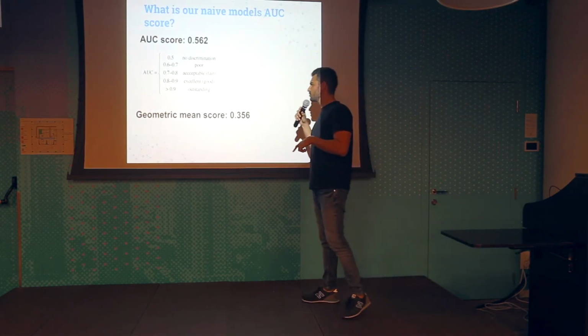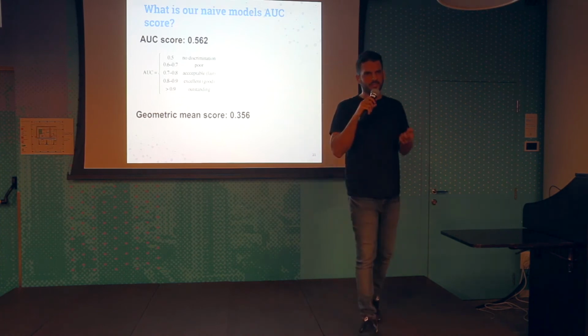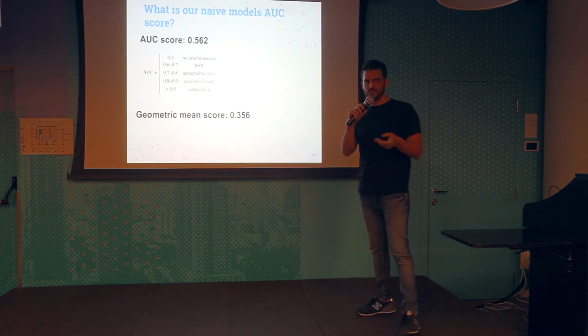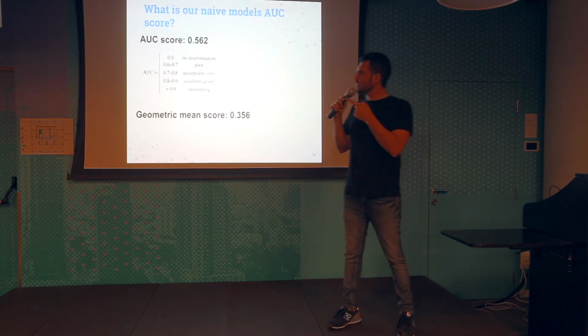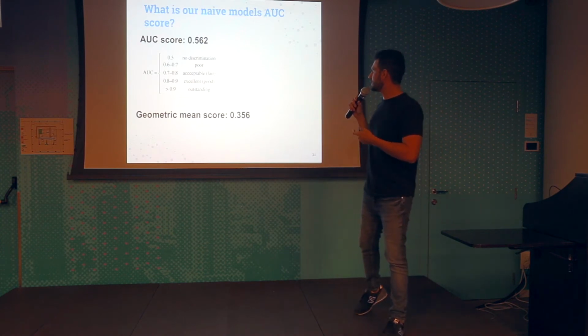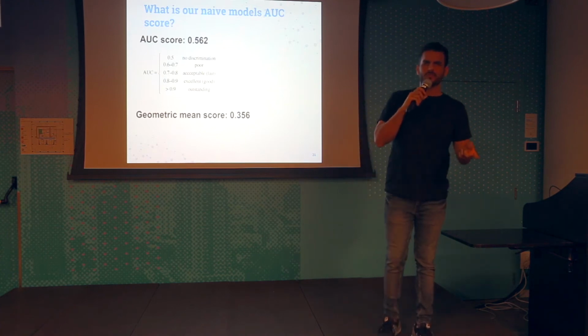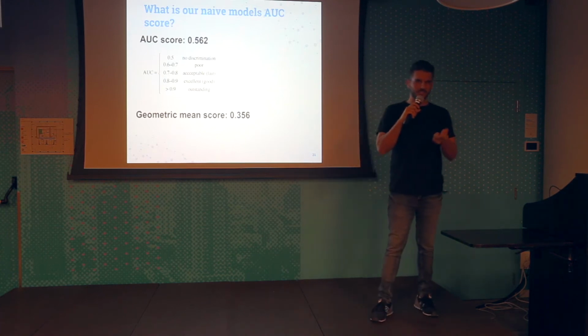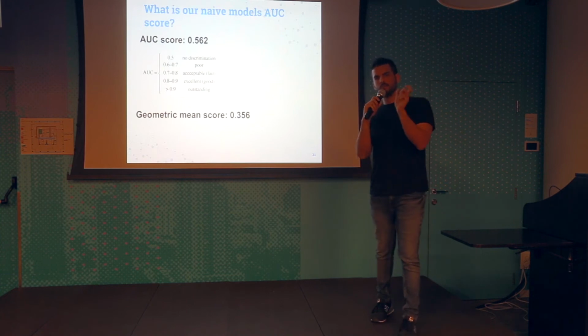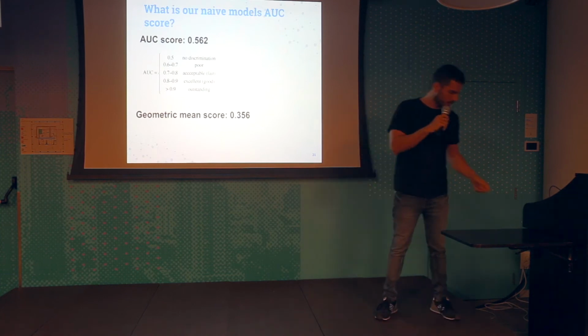Let's talk about the scores from our naive classifier. The AUC goes between 0.5 and 1, so we get a pretty poor 0.56, and the geometric mean is referred to the geometric mean between the sensitivity and the specificity. It's a nice, compact way to talk about both.